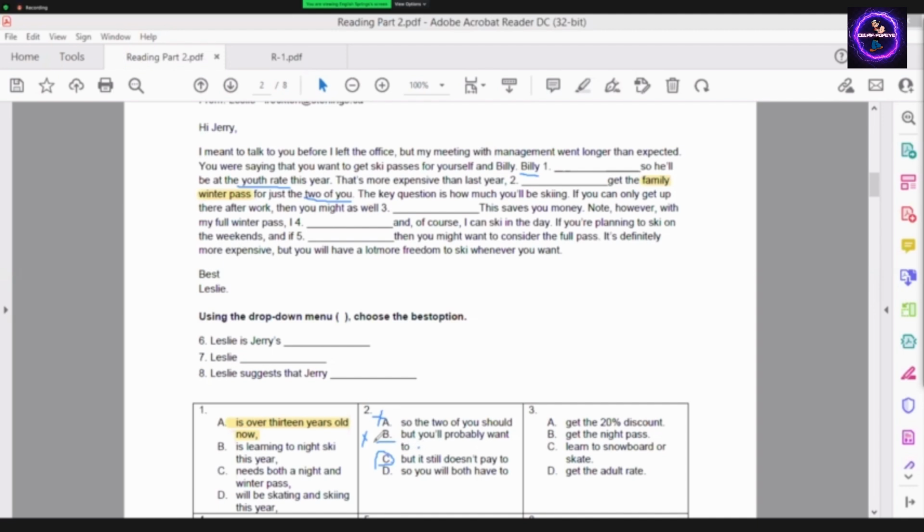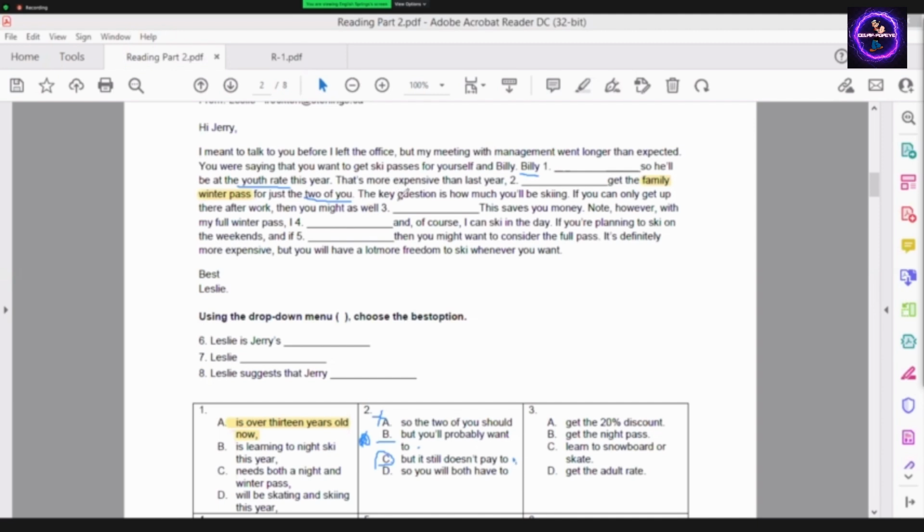Sounds fine. Possibly we can shortlist it, but we cannot eliminate it. Probably you want to get the family winter pass, that will be cheaper for you. C also can be a suggestion. It still doesn't pay because maybe the family winter pass is quite expensive compared to the youth rate. So he doesn't want to suggest to his friend to get the family winter pass. Family means you can take a child along with an adult, and that's what he's saying. But it may not be worthwhile because the family winter pass is quite expensive. So we are shortlisting it. We have to check, as you said.